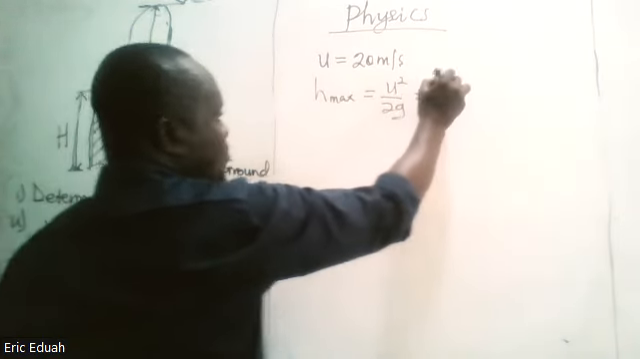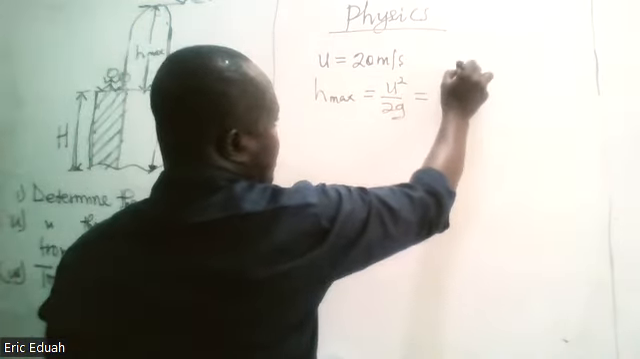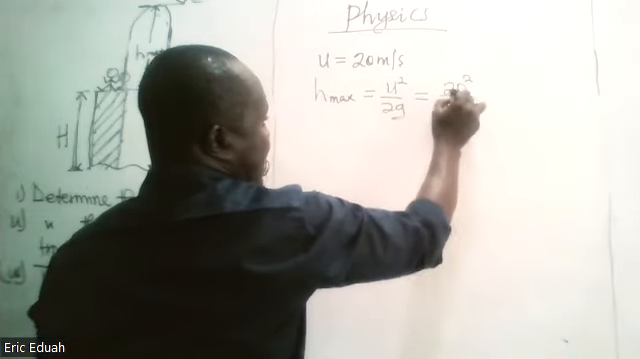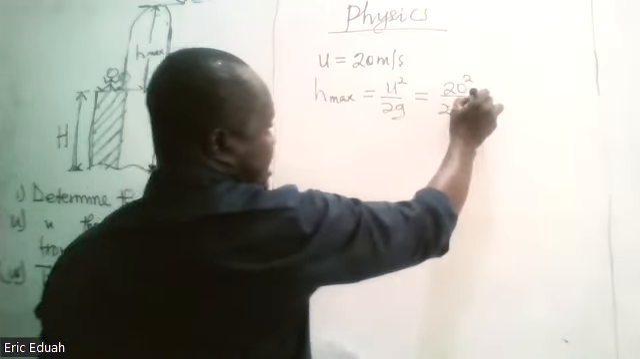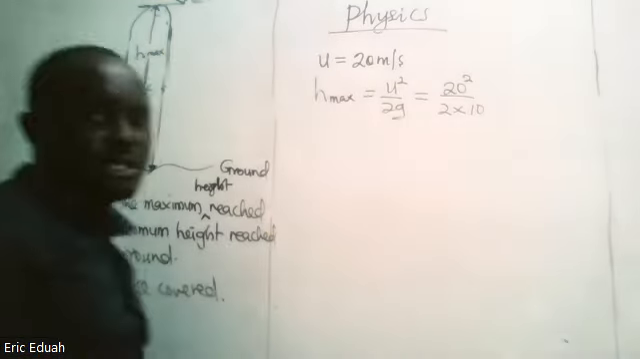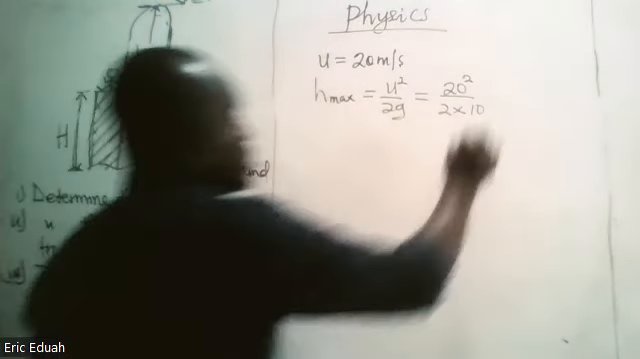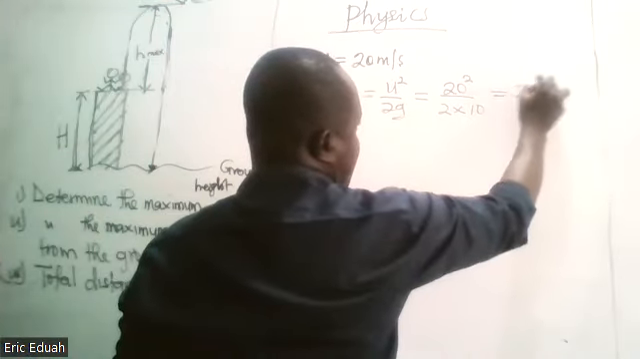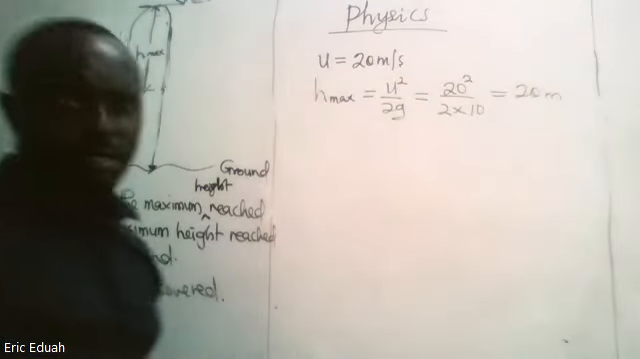Therefore, 20 squared on 2 by 10. We are given gravity as 10 meters per second squared. So this is 20 meters.